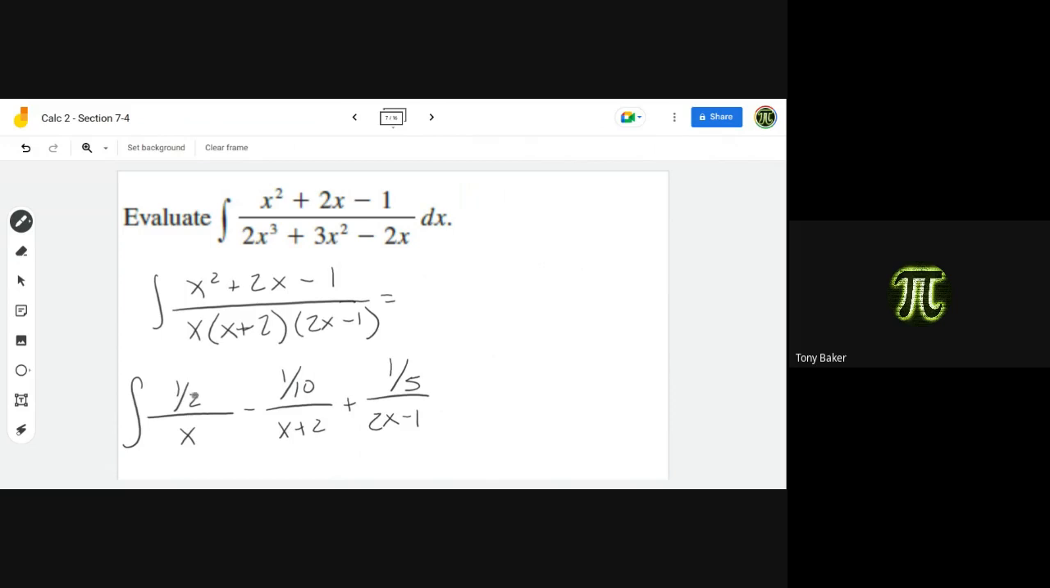So now anything over the variable is just ln. That's where that ln piece comes into play. So this answer ends up being 1/2 ln of x minus 1/10 ln of x plus 2, because it was negative 1/10, plus 1/5 ln of 2x minus 1, plus c.